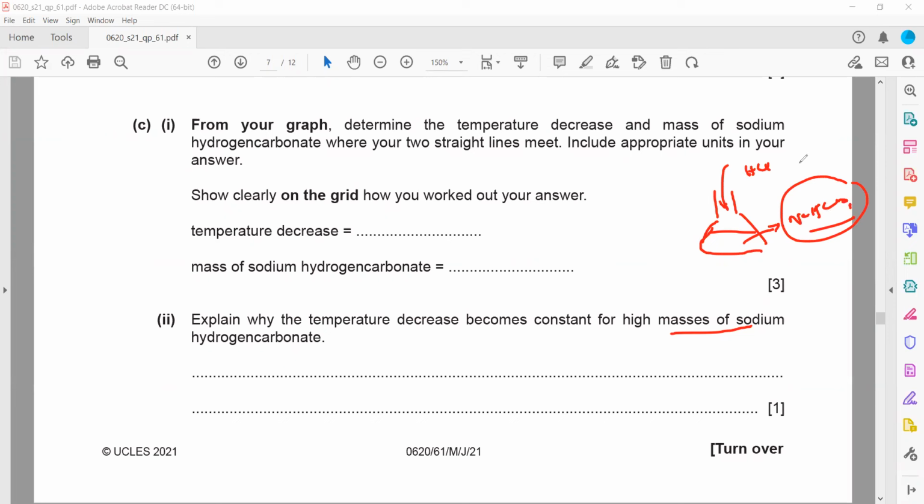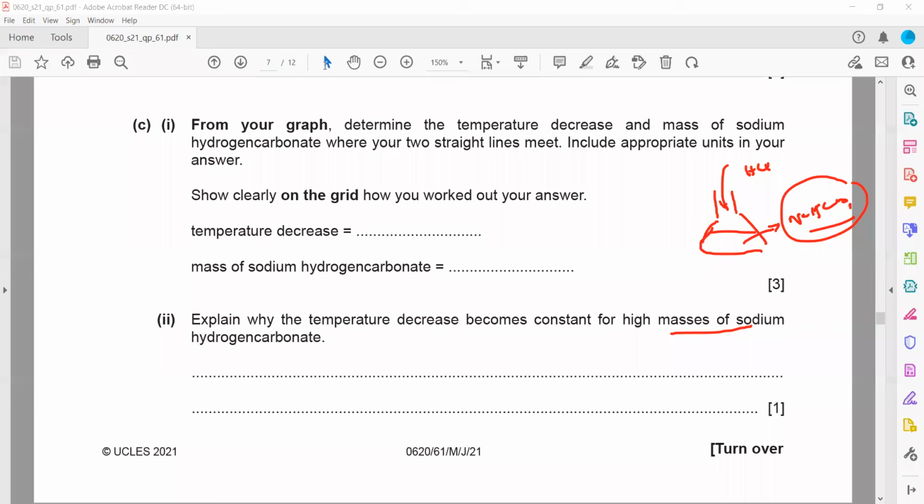But when we use 5, 6, and 7, we find that the temperature is not changing. The maximum temperature change is constant. So what does it mean? It means there is no more reaction when we are using a high mass of sodium hydrogen carbonate. Or what else can we say? We can say the acid is used up.